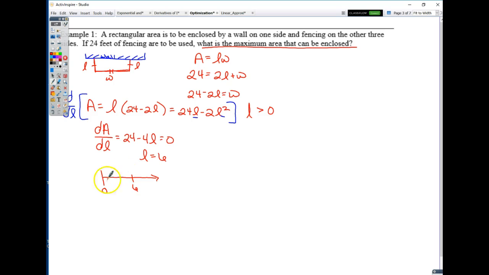If I select a number less than 6, between 0 and 6, what type of value will dl give me? It gives me a positive, and then we will get a negative. Agreed? So my first question is, at 6, is that a relative max or a relative min? That is a relative max. Also, how many crit points exist? So what can you tell me about this relative max? That's my absolute max.